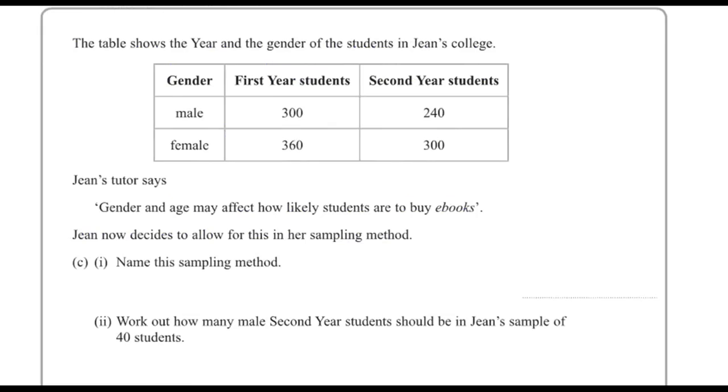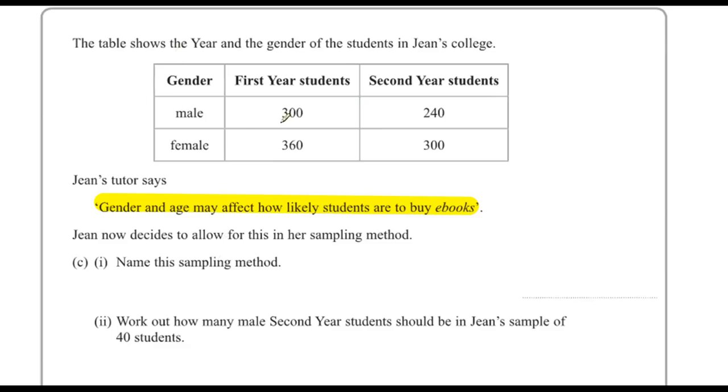Next question. The table shows the year and gender of the students in Jean's college. So male, female, first year students, second year students. Jean's tutor says gender and age may affect how likely a student is to buy ebooks. Jean now decides to allow for this in her sampling method.